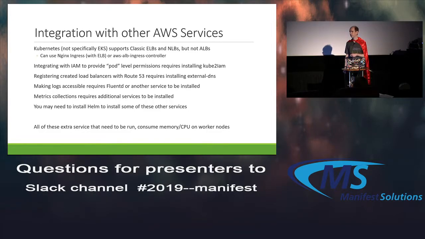And to install some of these things, you might need to first install Helm so that you can install those into the cluster. Now, one of the nice things about eksctl is that it can automate some of that for you. But a lot of these extra services you need to install are going to be consuming memory and CPU on your node instances before you've even run a service for yourself. And different types of EC2 instances have limits on the number of pods they can run. So you can start to run out of space even before you start running your own service.